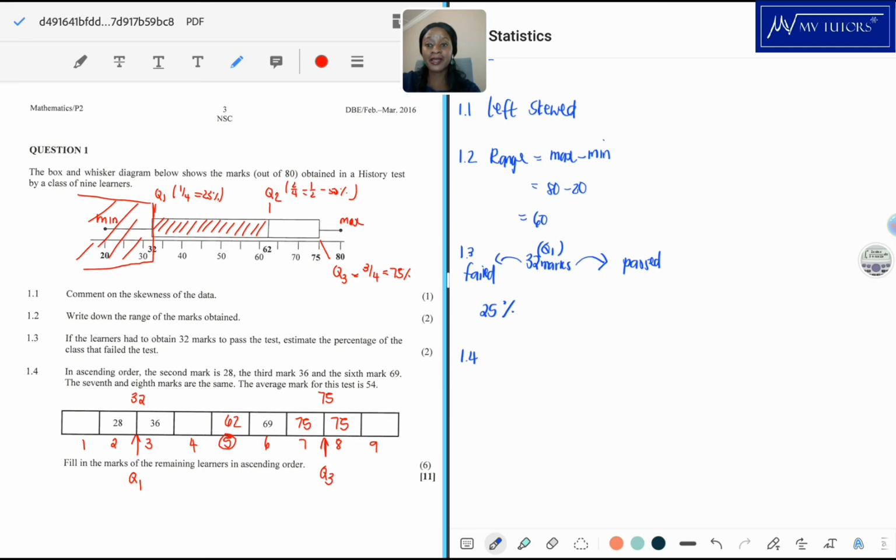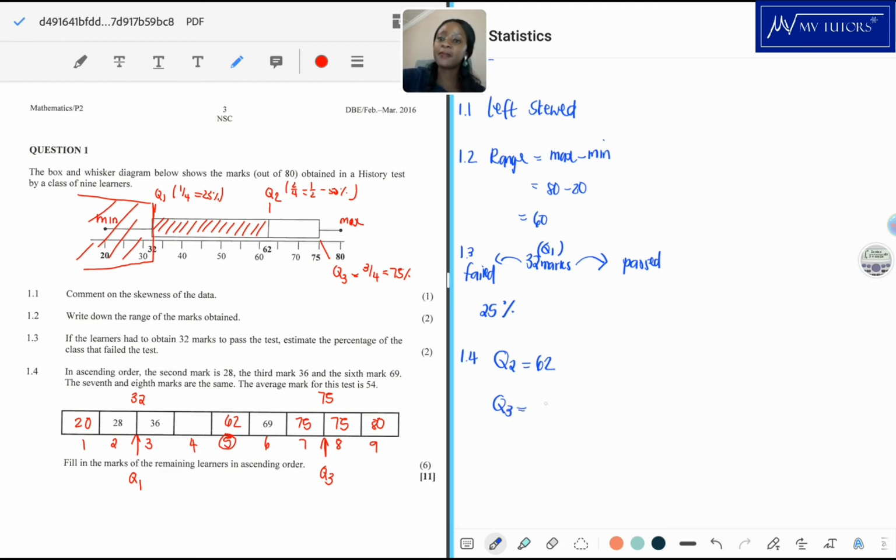Now I can put in my maximum and minimum. I know that the minimum was 20 and I know that the maximum is 80. So basically guys, all of this that I'm writing, you would then say Q2 in this case is 50%, which is basically 62. You would then say Q1 is 32. Well, we don't really need to show that. I would actually then refer to Q3.